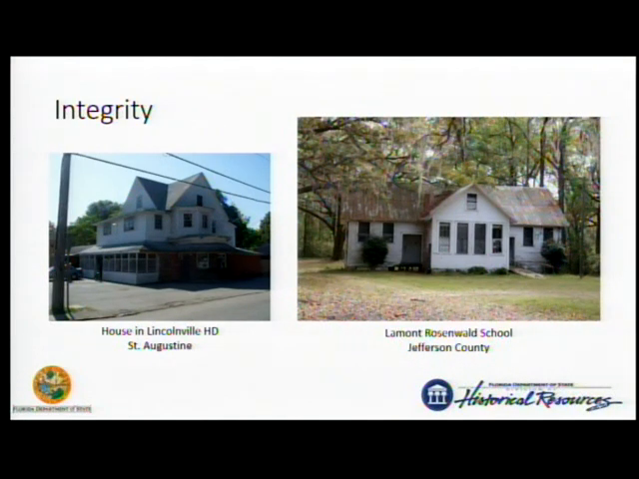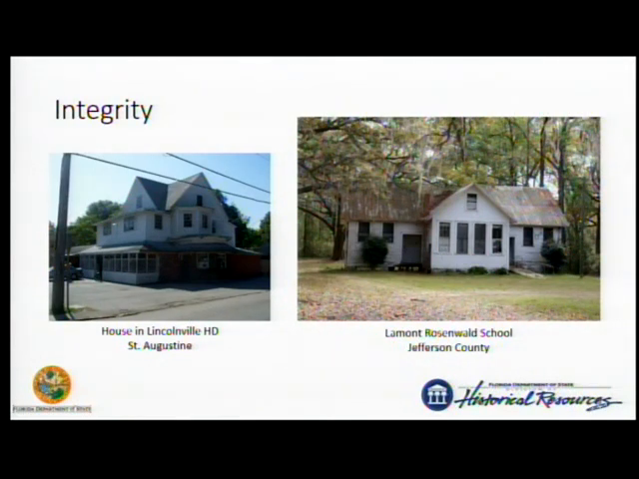Talking about integrity and the need to evaluate integrity based upon significance, these are just two examples. The building on the left is a house in Lincolnville, which is a historic African-American neighborhood in St. Augustine, Florida. And that's an example of a building that has been really modified over time and has kind of lost its integrity because its significance would have been as a residential property during this period of significance. And it had since been changed within the last 50 years into a business that was remodeled multiple times. They added additions. They changed out a lot of the character-defining features. So it no longer can be considered to have historic integrity for its original design or use.